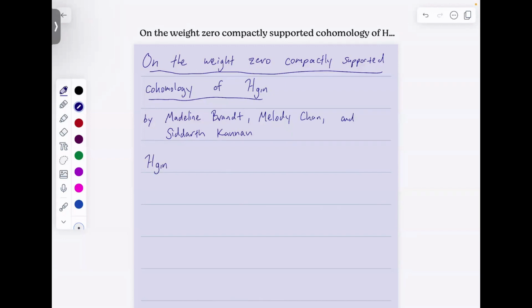So what is HGN? It's a moduli space of hyperelliptic curves. To be precise, it's the moduli space of n-pointed hyperelliptic curves of genus g. So here, when I say a hyperelliptic curve, I mean a smooth, complex, projective curve that admits a 2-to-1 map to P1. So it admits a branched cover of degree 2 to the Riemann sphere. So everything is over C today.